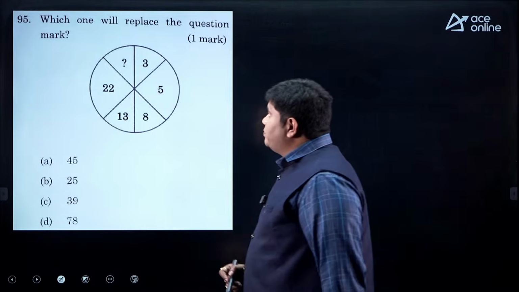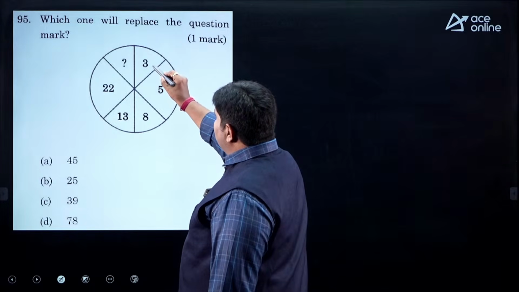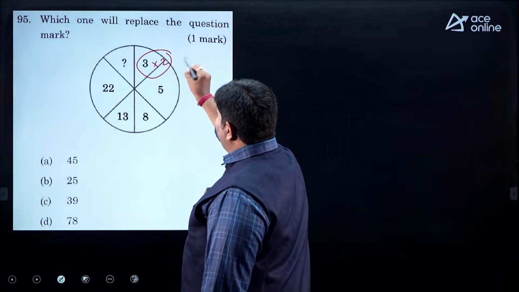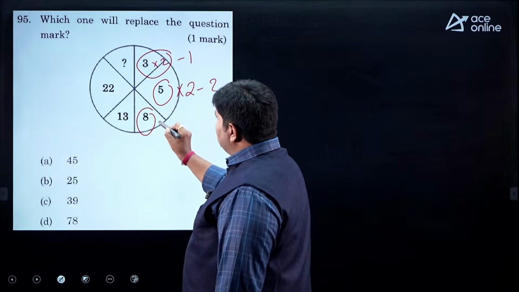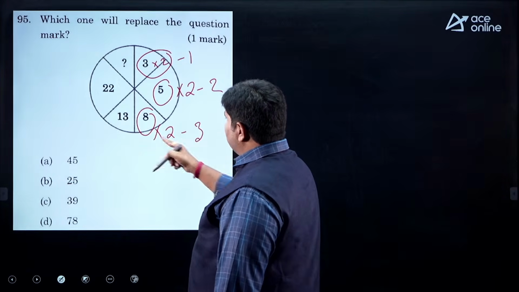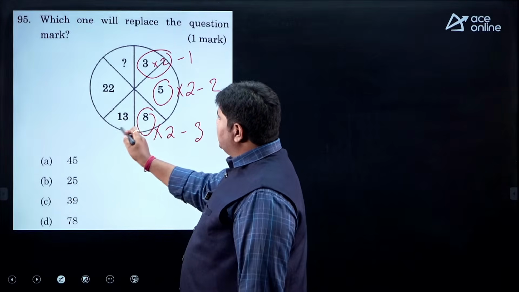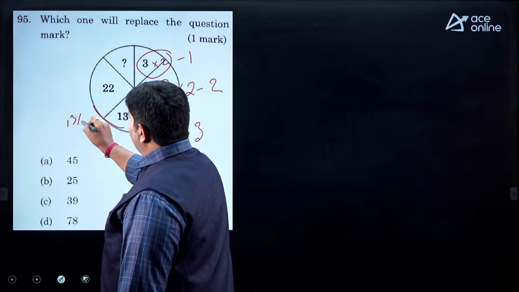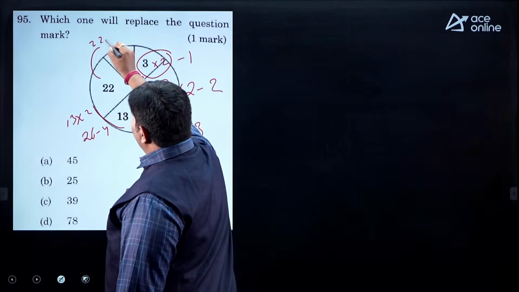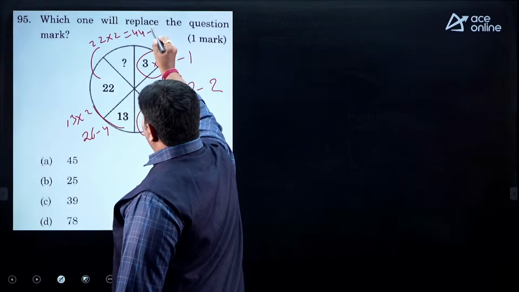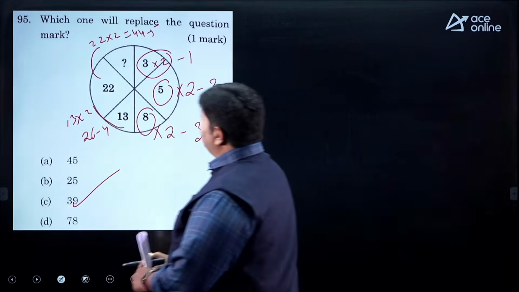Next, you can observe, friends. Here: 3 into 2 minus 1, 5 into 2 minus 2, 8 into 2 minus 3. Next, 13 into 2 is 26 minus 4 is 22. 22 into 2 is 44 minus 5. That is 39, the answer.